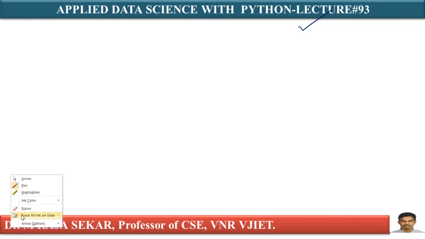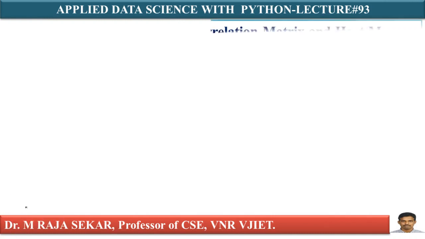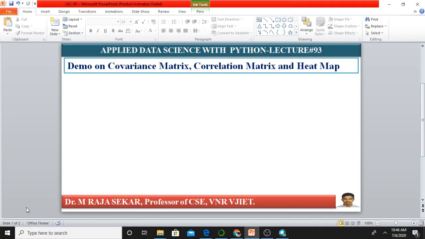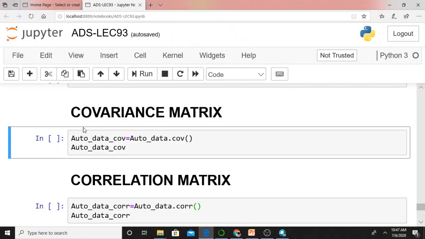In this lecture, we will try to understand covariance matrix, correlation matrix and heat map. Now, we will go to our Jupyter notebook. If you want to view the covariance between all pairs of variables that exist in your data, you can generate a covariance matrix by invoking COV function on your data frame.